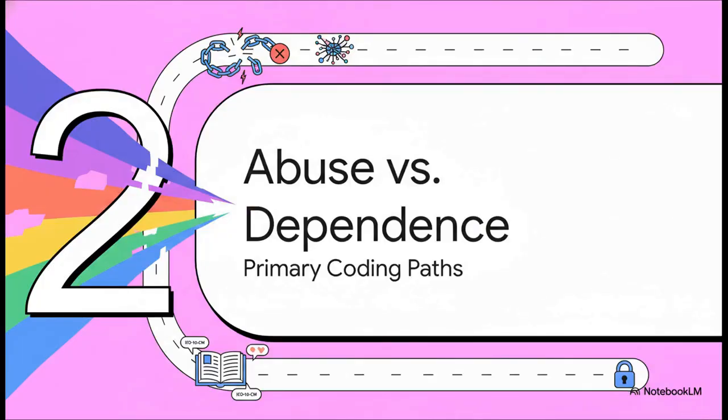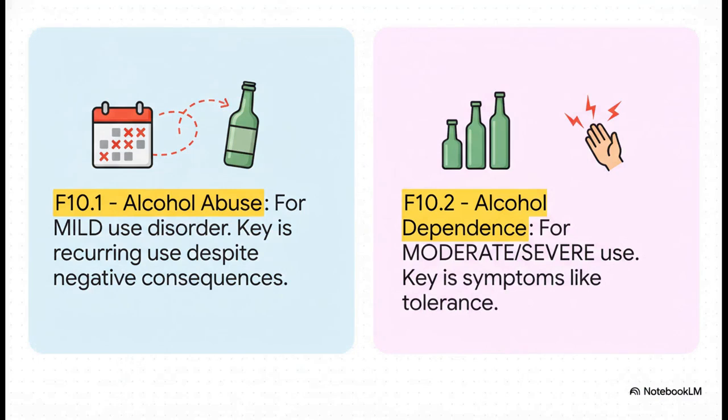So now that we've got the big picture of the spectrum, let's zoom in a little and look at the two main coding paths you're going to be using, abuse and dependence. Let's put these two side by side. On the left, you've got F10.1 for alcohol abuse. This is for the mild end of that spectrum. Your key indicator here is recurring use, even when it's causing negative consequences. Now, on the right, F10.2 is for alcohol dependence. This is for the more moderate or severe cases, and here you're looking for clinical symptoms like tolerance, where the patient needs more alcohol to get the same effect.